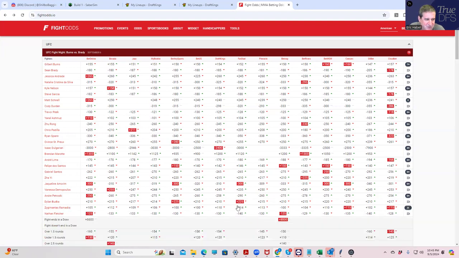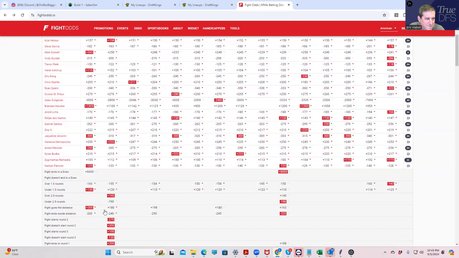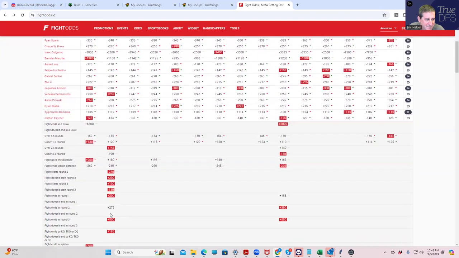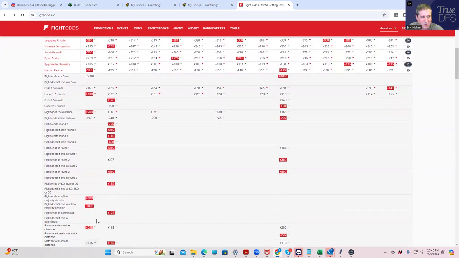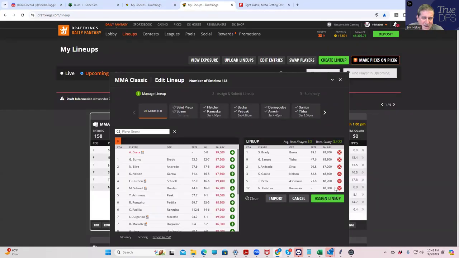The metrics on this remain very strong. Specifically on the Fletcher side, Fletcher not only has an inside the distance line of +115, but he also has some takedown upside. This is a big number. You know what I mean? These are strong, strong metrics for someone who's 8,300. This is really an elite play.